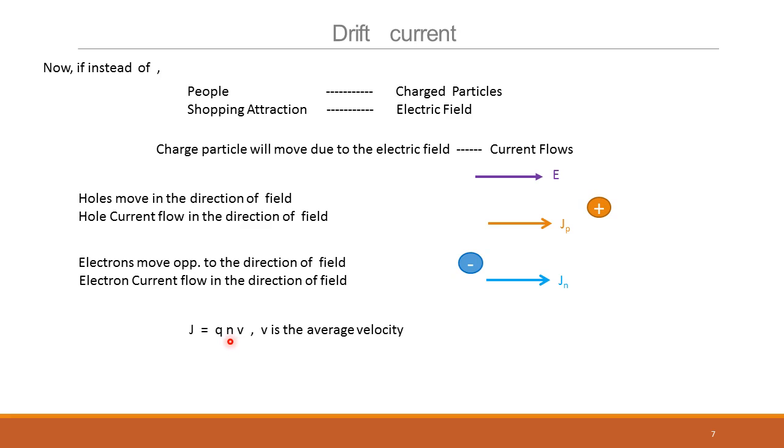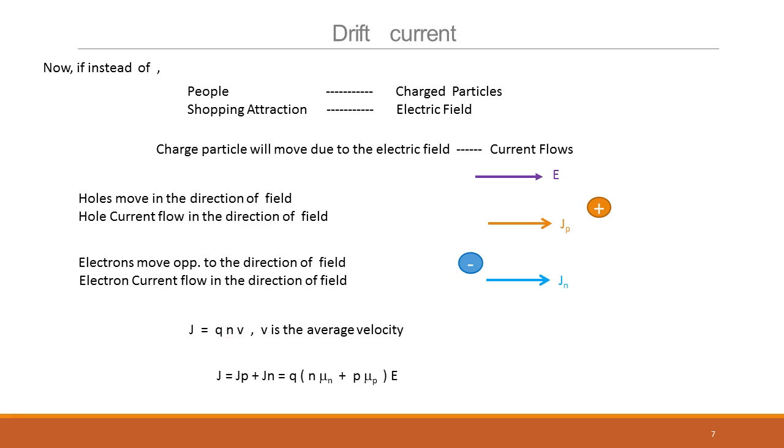So the number of particles per unit area then becomes N times V, where N is the number of particles per unit volume. And if the charge associated with each particle is Q, then it becomes Q N V. We have seen this before. So this is the amount of current that is flowing.